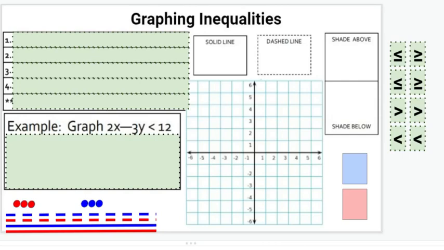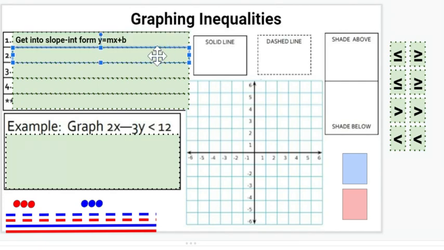So last week we did a little bit of graphing systems of equations, and then this week we are going to graph inequalities. So there's 4 steps really that you need to take in order to graph an inequality. And the first one is to get your equation into slope-intercept form. So remember that's y equals mx plus b.